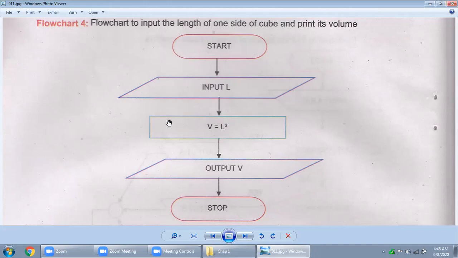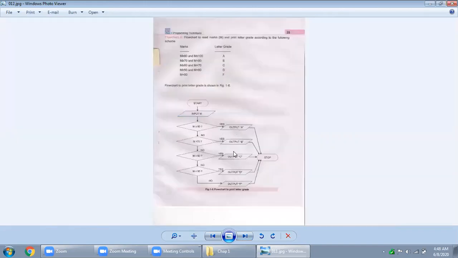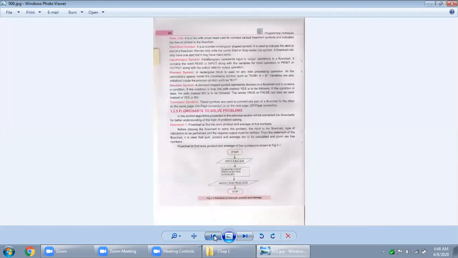When we have found the volume in the processing symbol, then we show the output. Input and output symbols are the same. I will use the parallelogram for the output symbol. So, output volume. And the last step, same as the start symbol, should be stop. Okay, next.